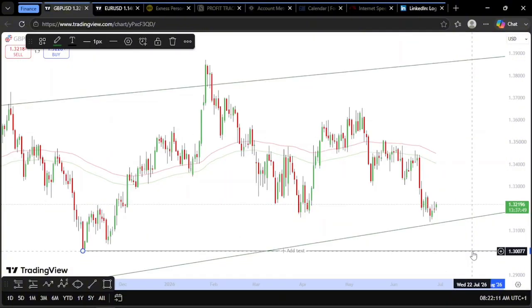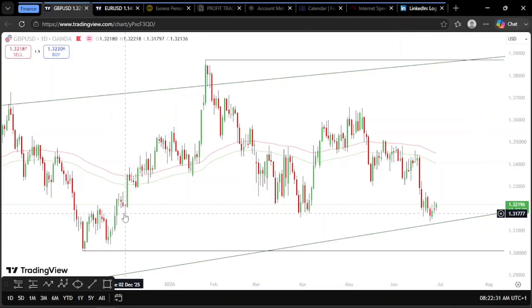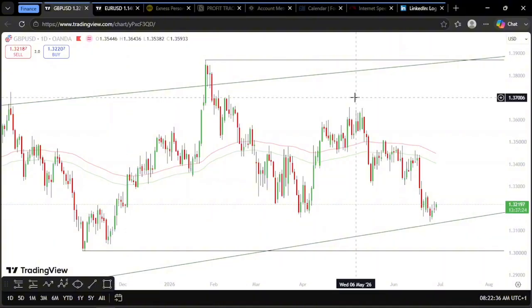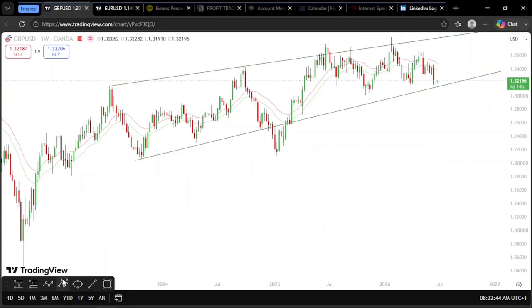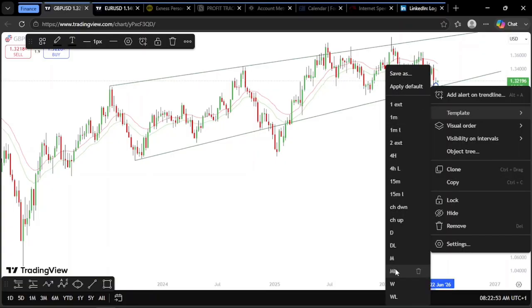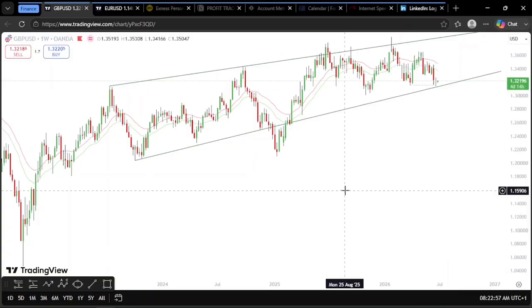On the daily time frame we are bullish, and already we had a previous liquidity level here. As you can see, the market reacted to the level and went up. Then again, on the weekly time frame, there is a liquidity level here. We're talking about this area here as weekly liquidity.